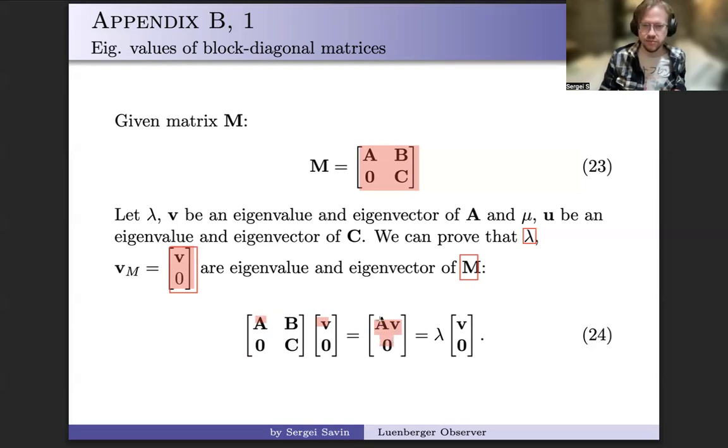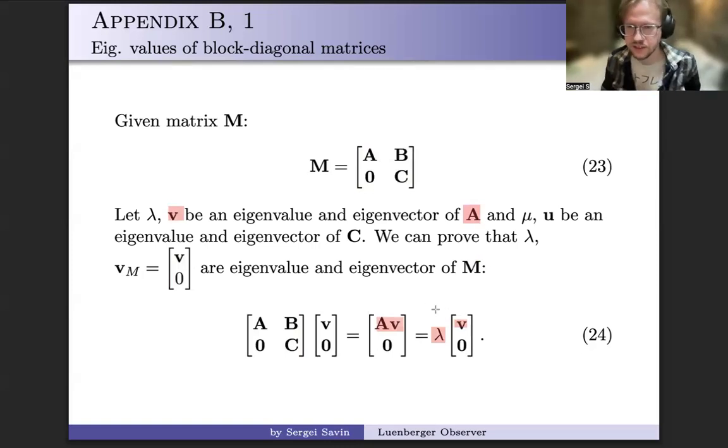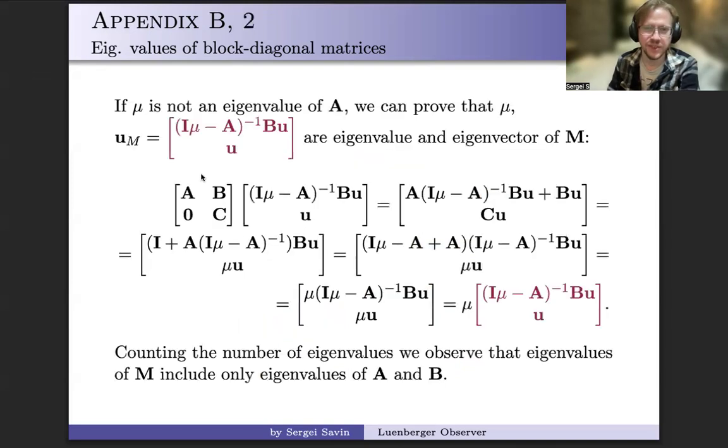And what we got is A times V, but V is an eigenvector of A, so A times V by definition is lambda times V. So we proved that, and like this it proves that lambda is an eigenvalue of the matrix M. Right? So very direct. Now for the second one, we can prove that mu is an eigenvalue of M, right?